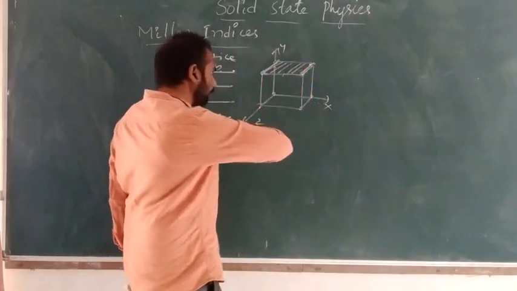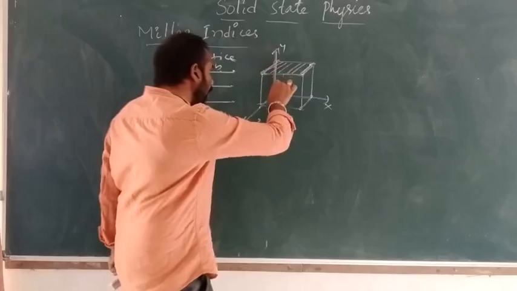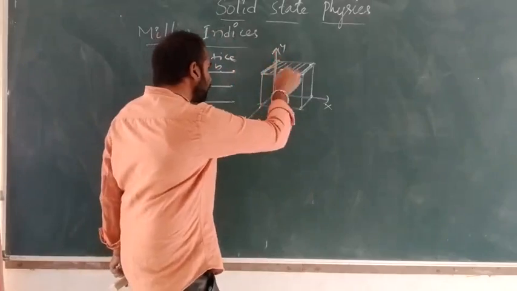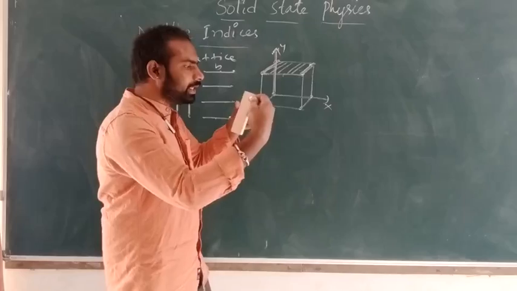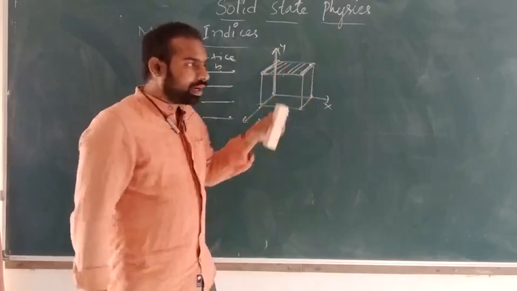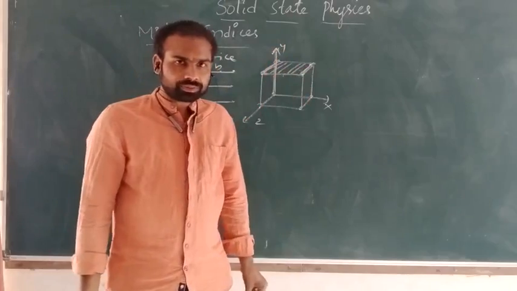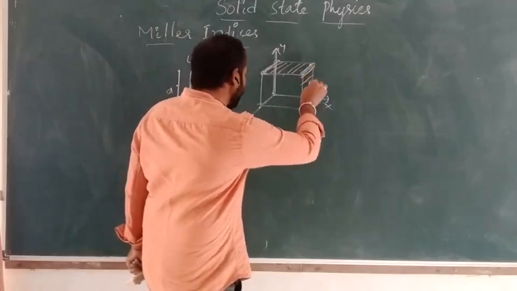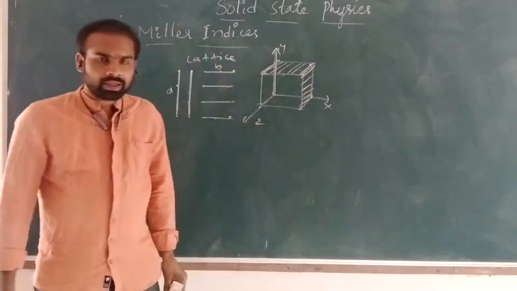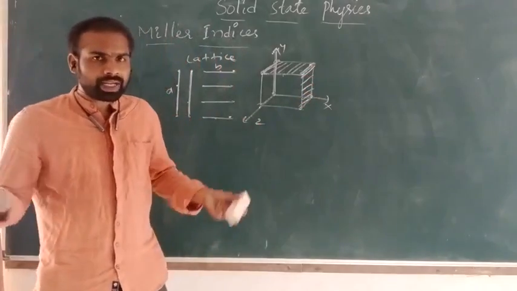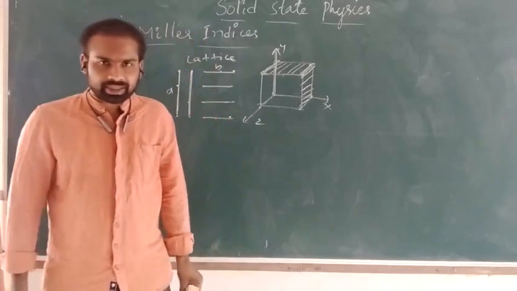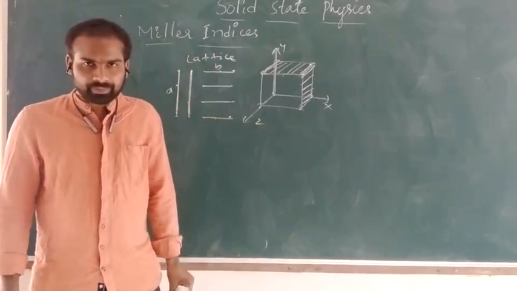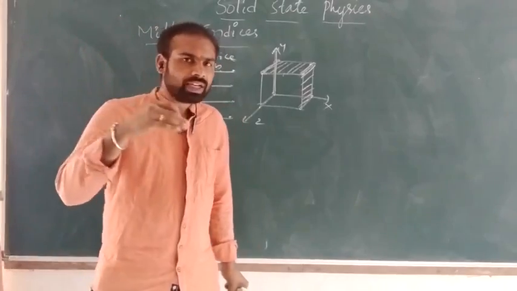This plane is intersecting on the y-axis. This is the y-axis. The plane is intersecting the y-axis, not the x-axis or z-axis. Again, I can take another plane which is intersecting only on the x-axis. Like that, I can form many planes by using the lattice points in space. Now the question is, how can we designate or represent these planes in the crystal system?